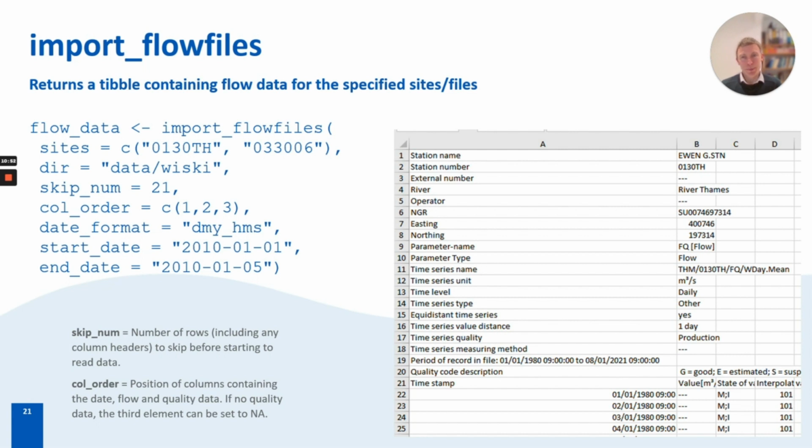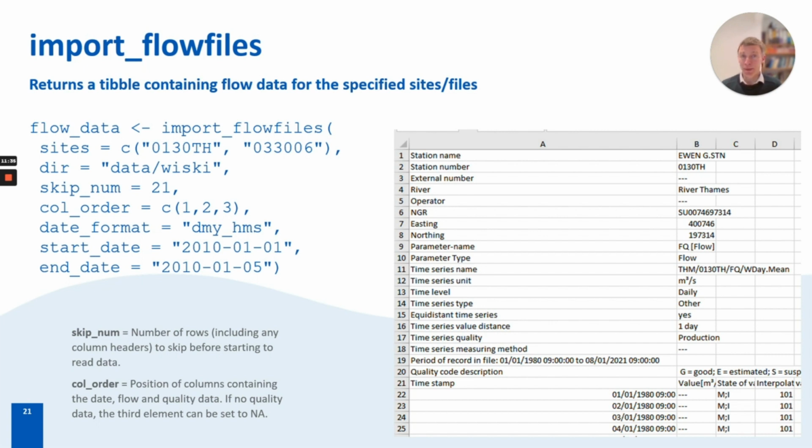The next argument is skip num. So here we're telling it to skip the first 21 rows of the data set and start importing data from row 22. Another thing we need to tell it is the column order. So this is the position of the columns that contain the date, flow and quality data. So here the date is in column 1, the flow values are in column 2, and the quality or reliability information is in column 3. So the column order is 1, 2, 3. If your data doesn't have any quality information, then the third element of that argument can be NA. So for example, 1, 2, NA.